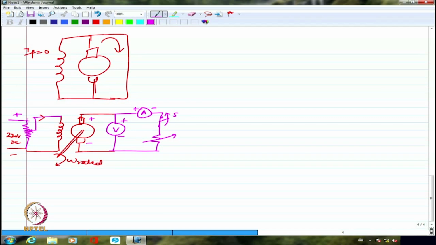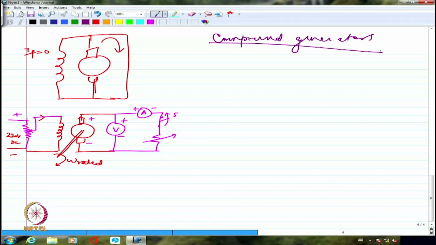Right? Just to add on to this point, I should say there are compound generators. So we have looked at the separately excited generator, we have looked at the shunt generator, we are yet to look at the compound generator. So in a compound generator, I am going to have basically a series field as well as a shunt field.